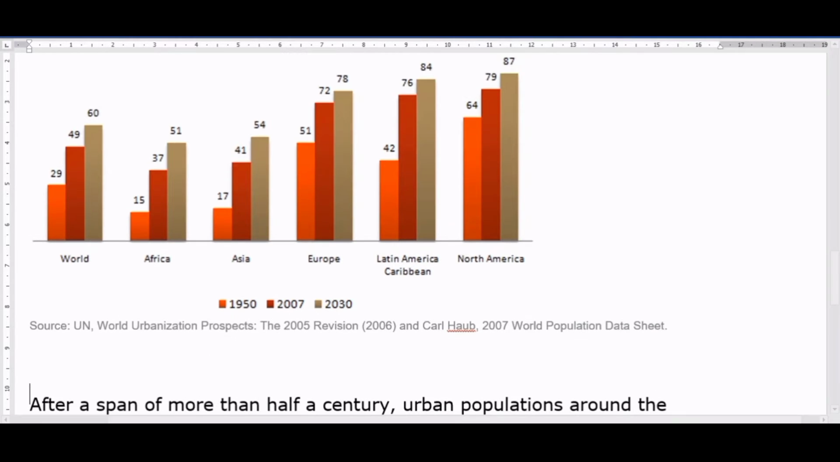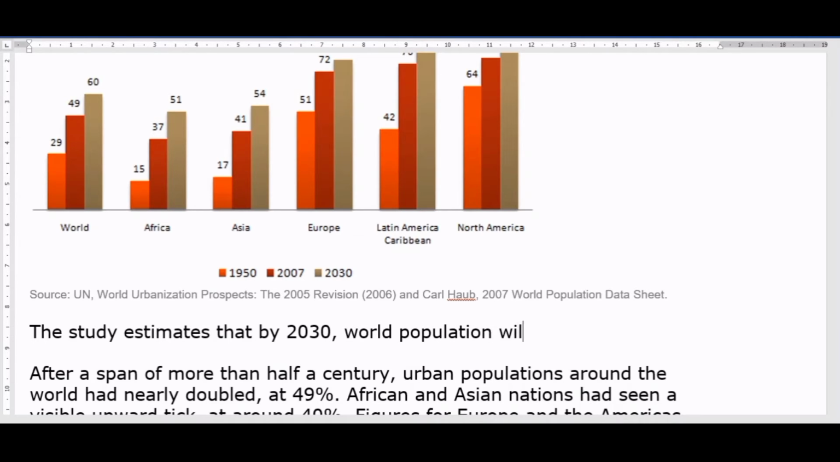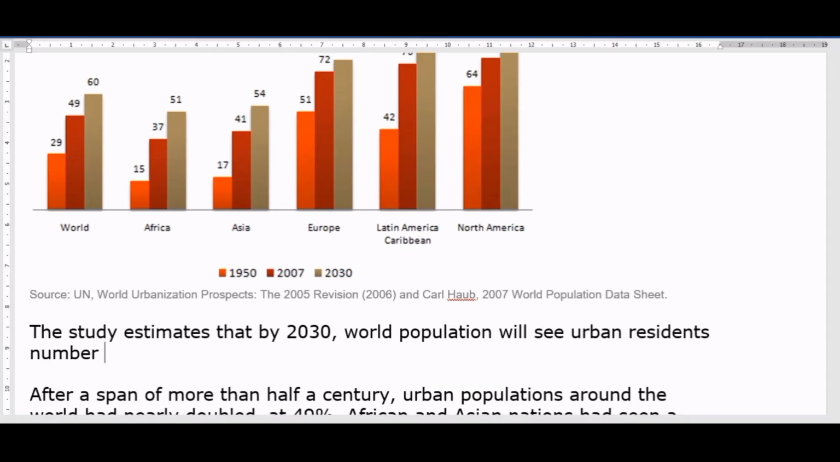And we're now moving to the 2030 figures. The study estimates that by 2030, world population will see our urban residents number at more than 2/3, more than half. They're at 60% there. Alright, and then we will describe all of these two.